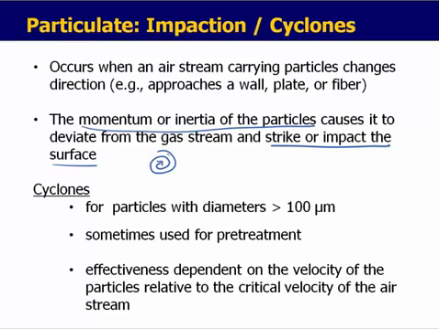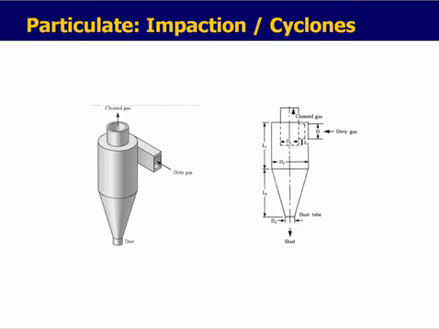So you'll have a centrifugal force and you'll have a particle traveling through this that will move at a different velocity than the bulk stream, and when it hits the wall of your control device, it will fall out. This can be very effective for particles of diameter greater than 10 microns. Here I show you a picture of a cyclone.